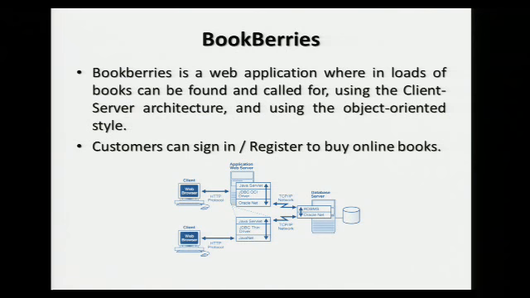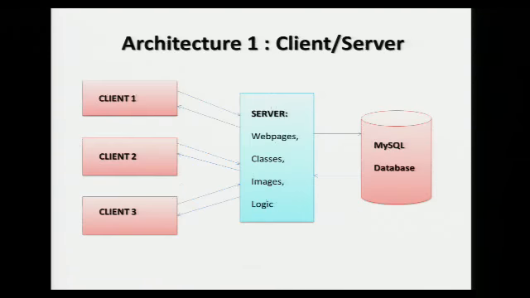So basically it's a web application wherein lots of books can be found, different kinds of books: thrillers, crime, philosophical, etc. And I have used the client-server architecture to implement that using the object-oriented style. And customers here can sign in or register in order to buy the online books. So this is a glimpse of how the client-server architecture works. And this is how I've implemented my client-server architecture.